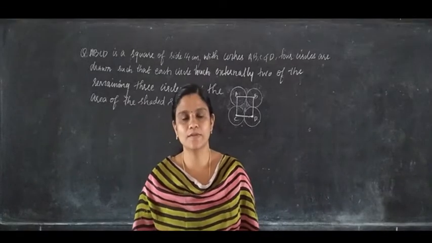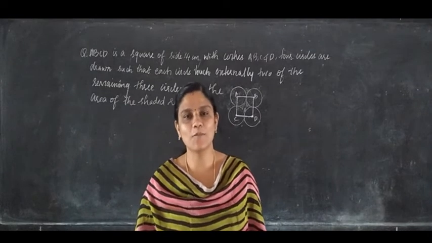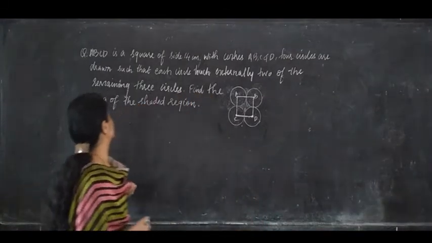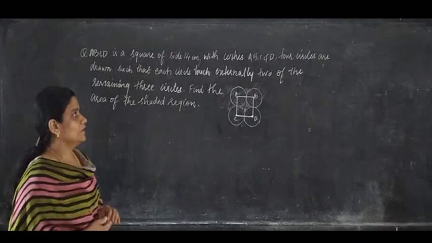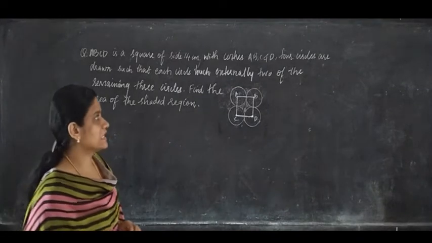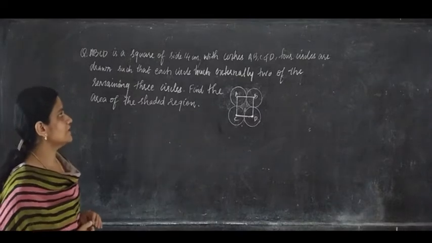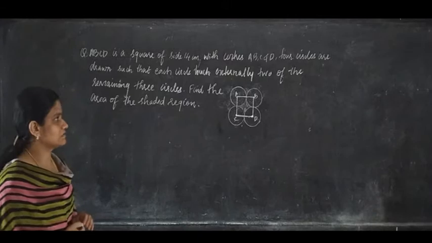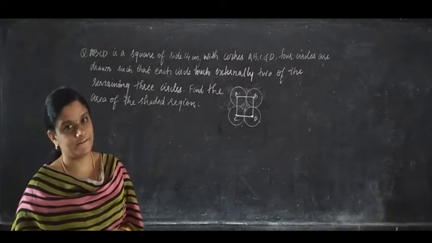Students, today we will continue with the questions based on areas of combinations of plane figures. Okay, so this is the question. ABCD is a square of side 14 centimeter. With centers A, B, C and D, 4 circles are drawn such that each circle touches externally 2 of the remaining 3 circles. Find the area of the shaded region.